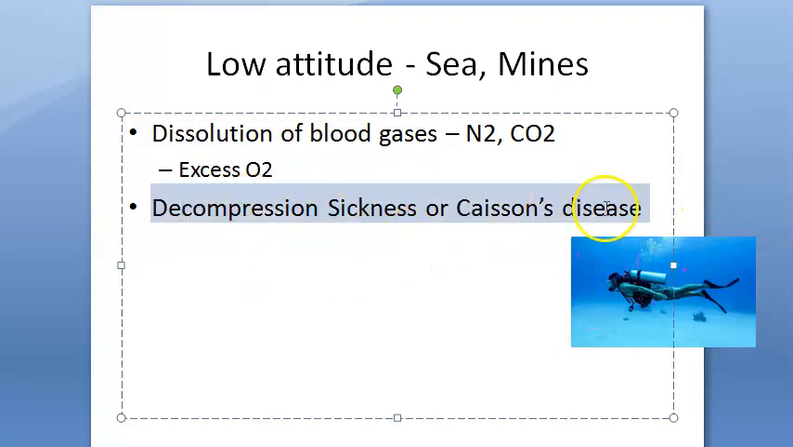Clinical features of decompression sickness. So he's coming out of high pressure, so he's getting decompressed, let's say. So decompression sickness or Caisson's disease, what are the clinical features? Euphoria, he's very happy. Sensation of increased strength, wow. Because he's coming from high pressure to low pressure, he will feel like he has a lot of strength maybe.